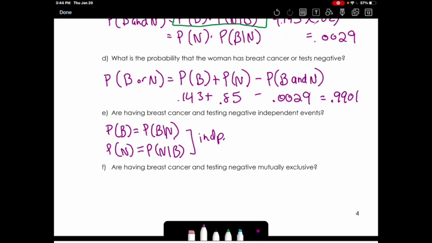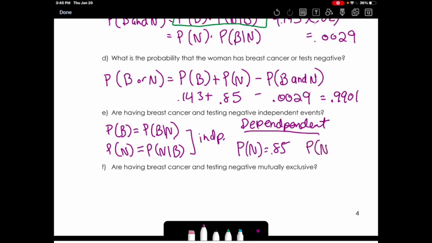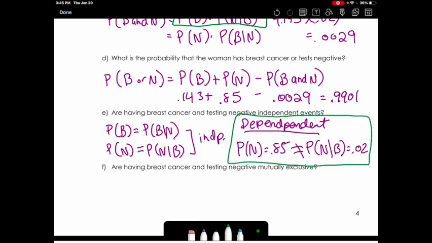Because we have these values already calculated in previous parts, we know that this is not true. So we know that these are dependent events. That is because we know the probability of N is equal to 0.85, and we also know that the probability of testing negative given that the person has breast cancer is 0.02. These are not equivalent. So because of that, we know that these are dependent events.